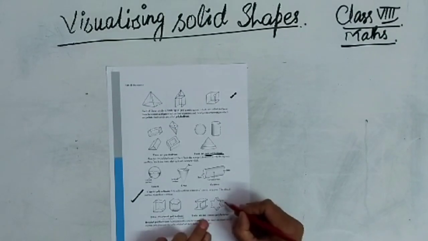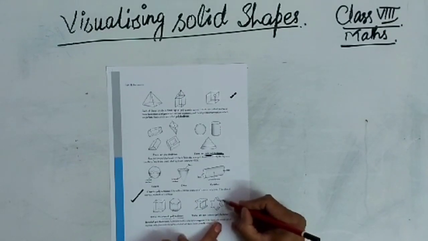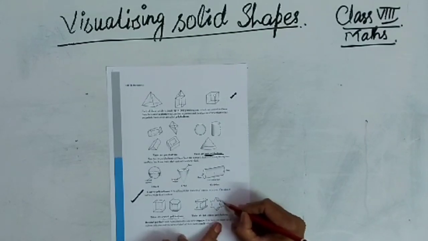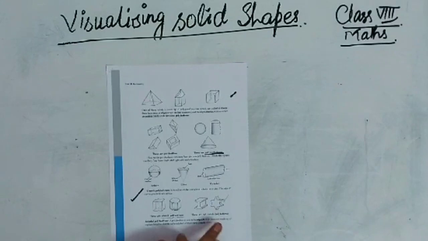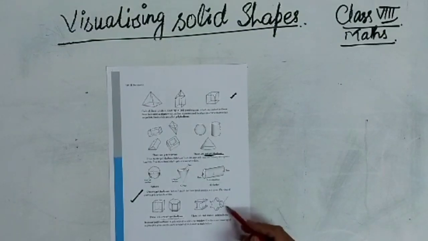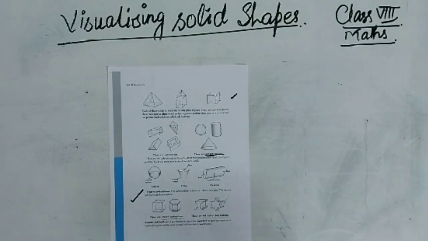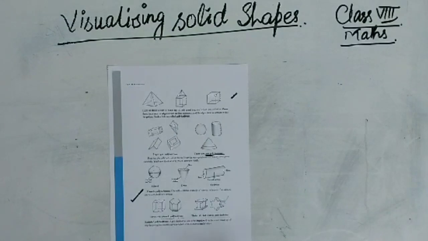Here are a few examples shown as non-convex polyhedrons. If I try to join these two alternate vertices, that is, if I try to draw the diagonal, this diagonal is lying outside the diagram. So whenever one or more diagonals lie outside the three-dimensional figure, in that case that polyhedron is a non-convex polyhedron. Sometimes we call it a concave polyhedron.